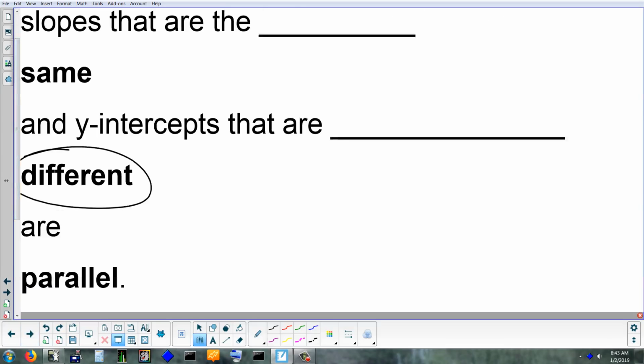I already kind of said it. So same slope, different y-intercept. That's the part people usually miss. They're parallel.